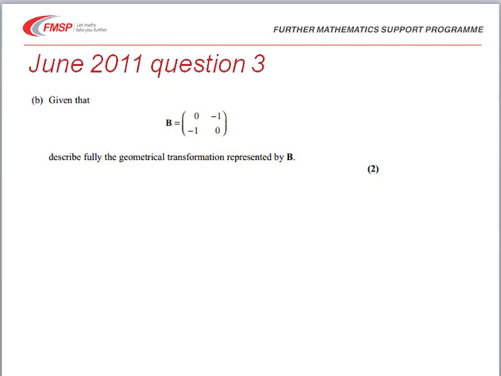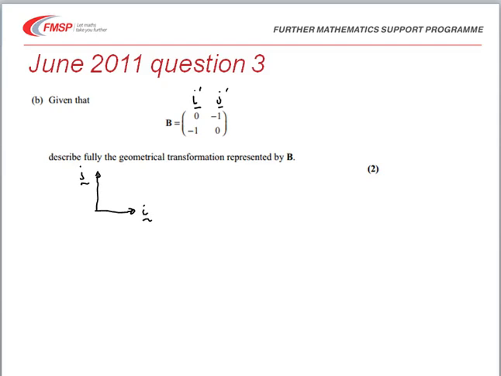In part B of the question we're asked to describe fully the geometrical transformation represented by this new matrix B. Remember that for any matrix transformation, we can think of the columns as making up i dashed and j dashed. These are where the unit vectors i and j, which lie along the x and the y axis respectively, end up after the transformation.